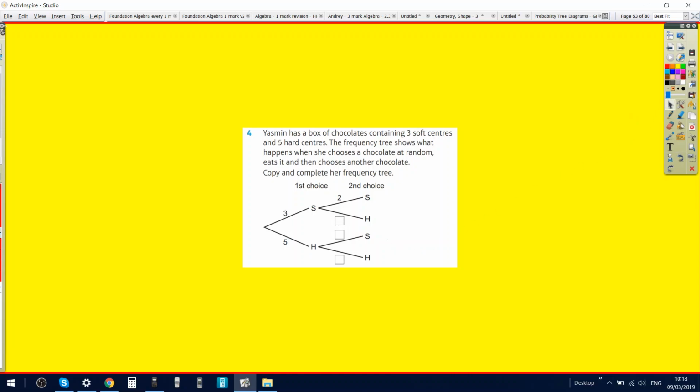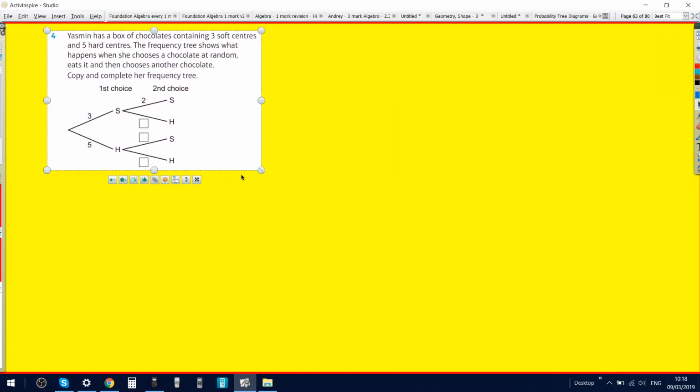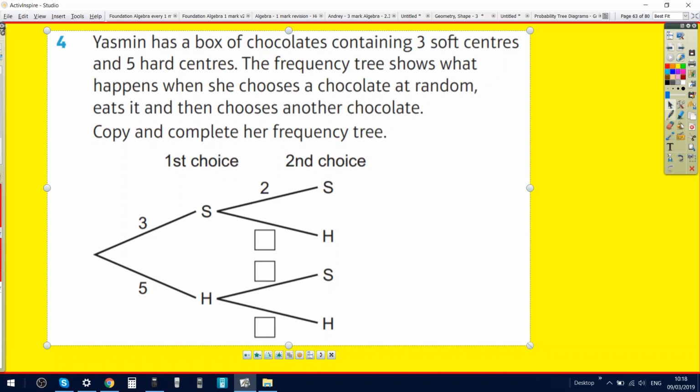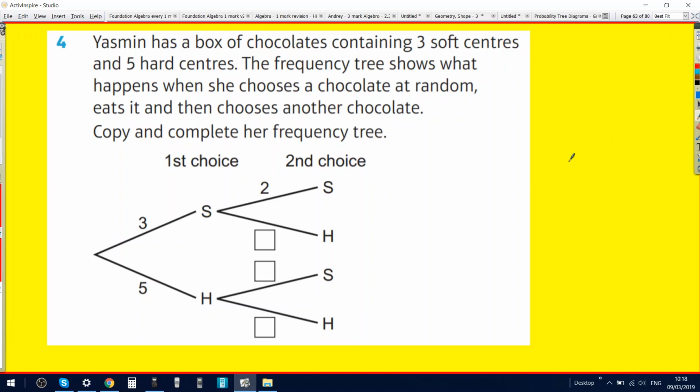Okay, so let's do this one. There's another box of chocolates. So would the second choice be 2 and 3? Why would it be 3? Because it would stay the same because it's at random. This is the hard sweets. Oh, is it 5? Mm-hmm. Okay, and then so it'd be 2 and 5 again.